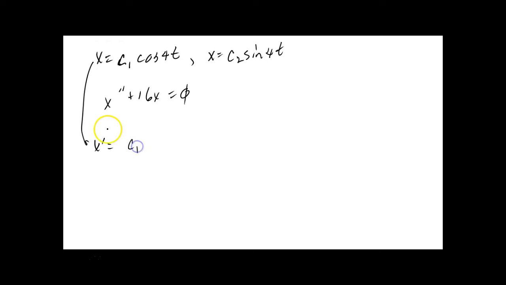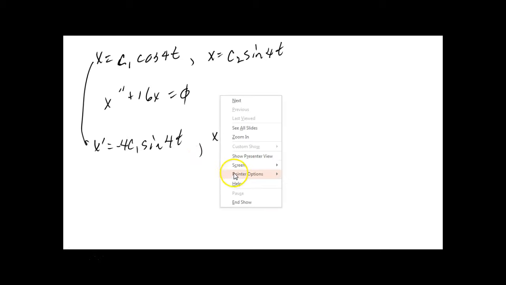Okay, C1 is certainly there. 4C1 is certainly there. Minus 4C1 is certainly there. Sine 4t. All right, okay. Now, let's do the same thing to the second equation. X double prime here, X prime here, sorry. Ultimately, we're going to do a double prime, but let's not yet.